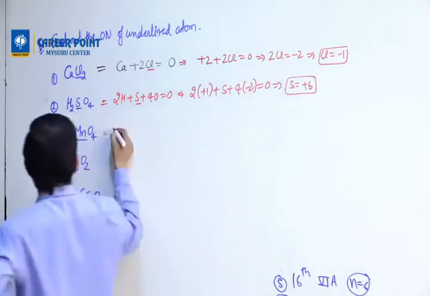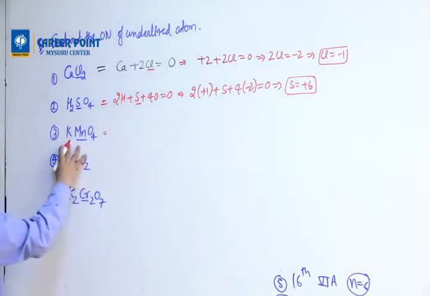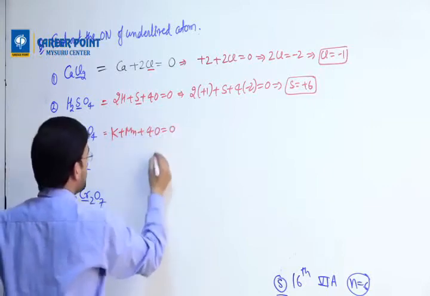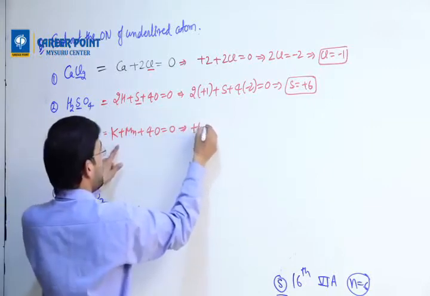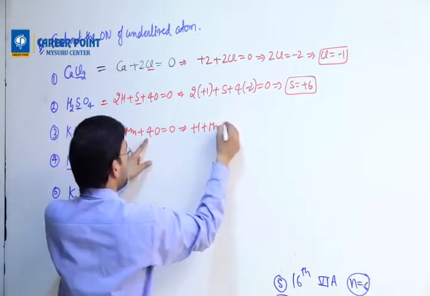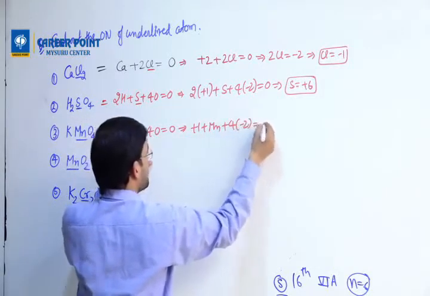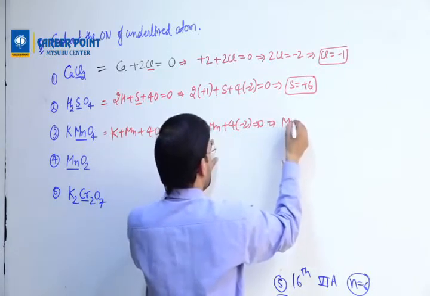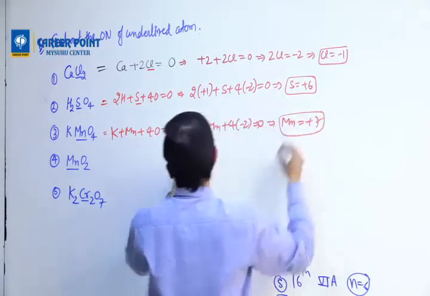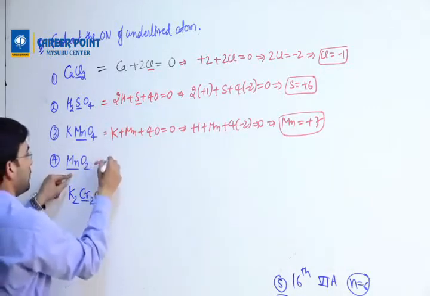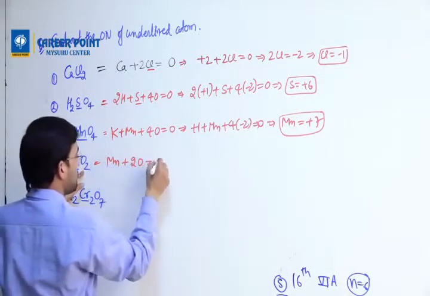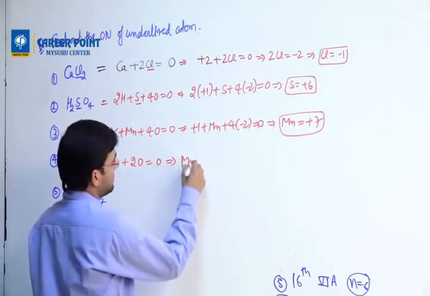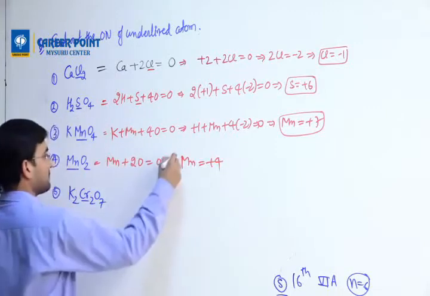Now, what is the name of this? Potassium permanganate. K plus Mn plus 4O equals 0. So we get plus 1 plus manganese plus 4 into minus 2 equals 0. Then we get Mn equals plus 7. Then MnO2: Mn plus 2O equals 0. This is minus 2, so minus 4. So manganese is in plus 4.